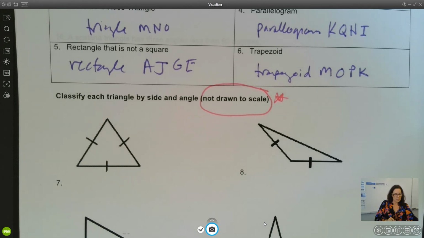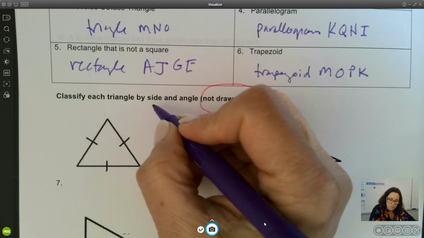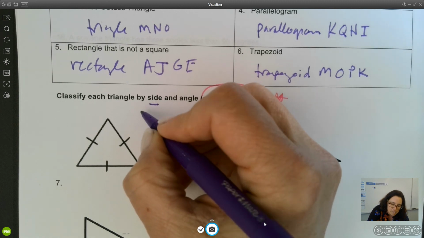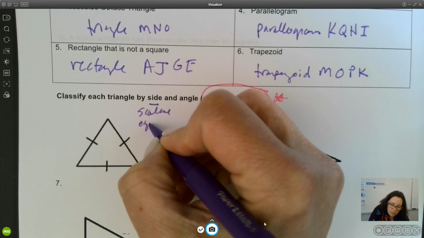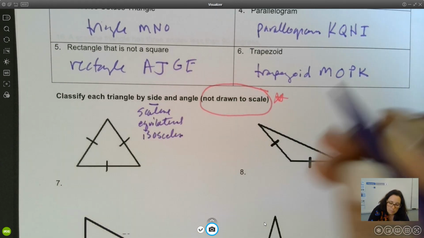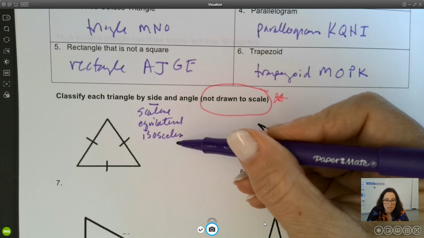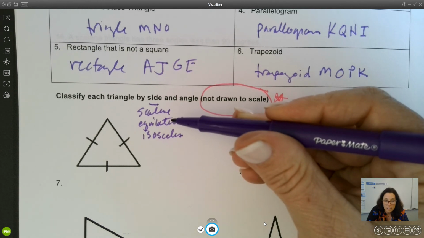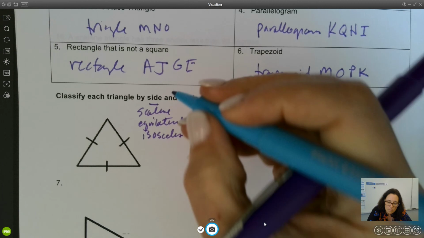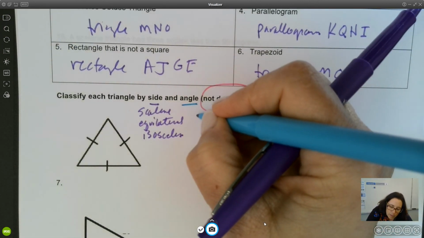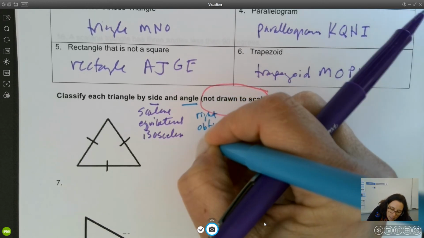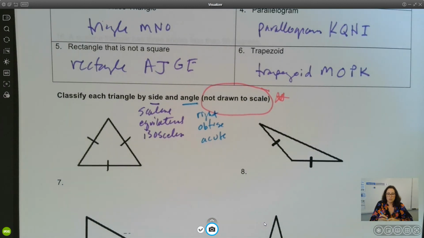So if we're going to classify this by sides, remember by sides, that was scalene, equilateral, and isosceles. Please remember an equilateral triangle is an isosceles triangle, but an isosceles triangle is not an equilateral triangle. And then angle. Angle is going to be right, obtuse, and acute.